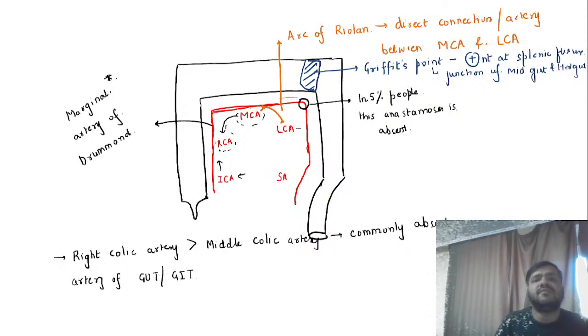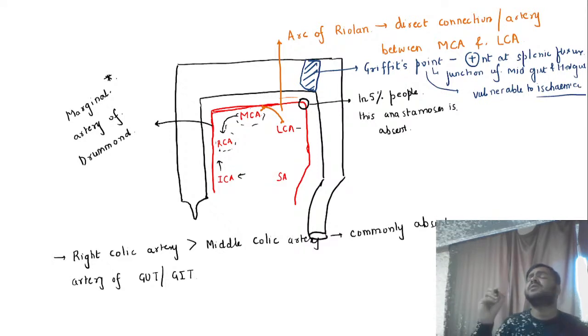Now this point, the Griffiths point, is vulnerable to ischemia. Why is it vulnerable to ischemia? Ischemia means low blood supply, means loss of oxygen, right? If blood doesn't go, how will oxygen go? So why does this happen? Because in 5% of people the anastomosis between the MCA and LCA is absent, so at this point the blood supply will not go.